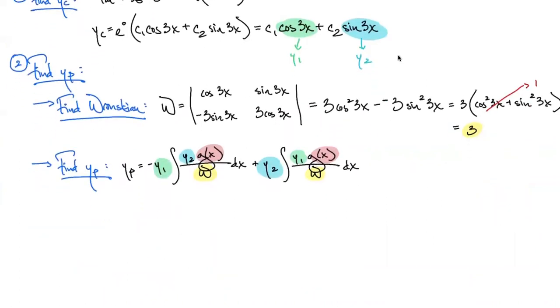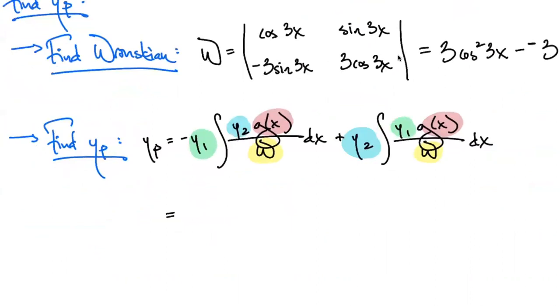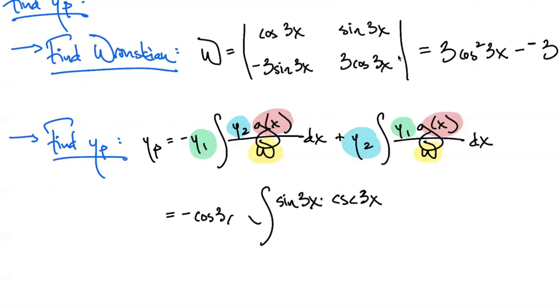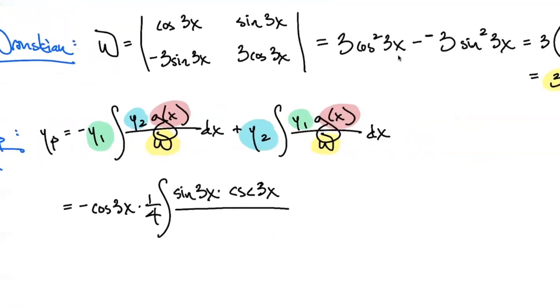All right, so let's go ahead and plug everything in. We're going to be really careful about the substitutions. We'll get negative cosine 3x times the integral of sine 3x times cosecant 3x, and it is cosecant times 1/4. So I'm going to stick that 1/4 out in the front as a constant, and I'm dividing all of this by 3 dx. And so we have our g of x sort of split here, just because I can take out a constant, it makes things a little bit simpler. I have my y sub 1, I have my y sub 2, and I have my Wronskian.